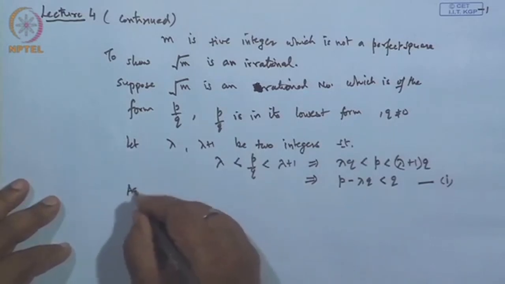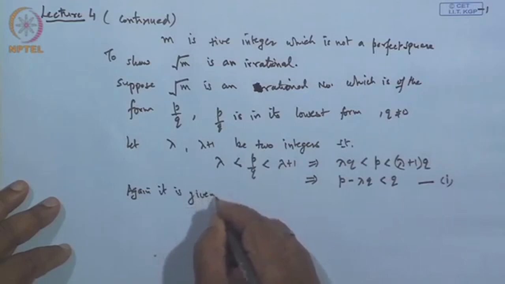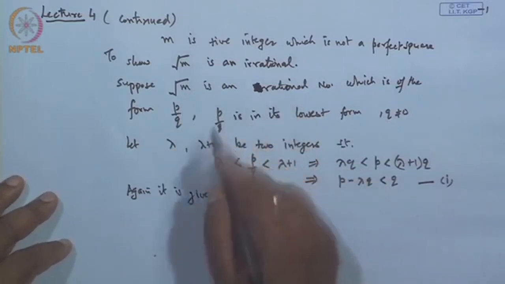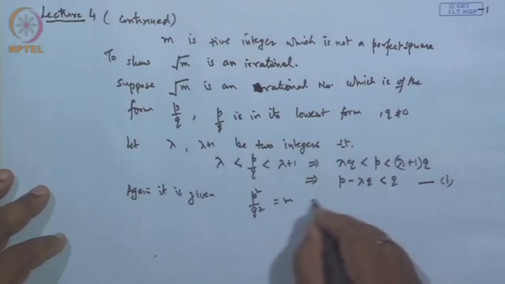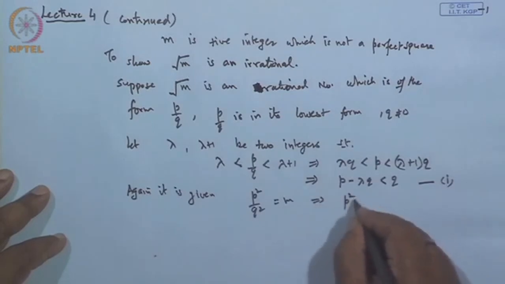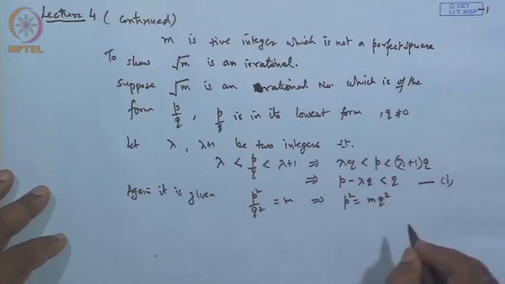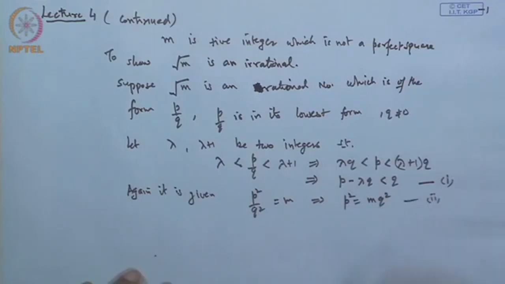Again, it is given that root m, we are assuming, is a rational number of the form p by q. So p squared by q squared is equal to m. That is, p squared is equal to m q squared, or p squared minus m q squared will be 0. Let this be 2.